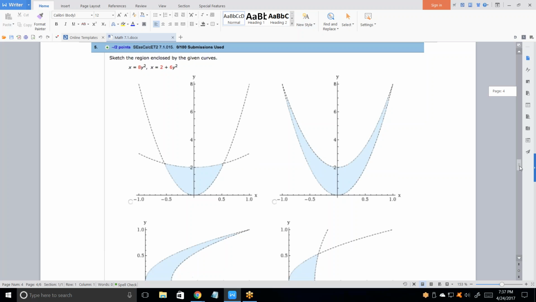When they say sketch the region enclosed by the given curves, what do they want us to do? They've already done it. Oh, we're selecting one of the 4. Yeah. No, sorry. Let's do that first. Which one represents this picture?